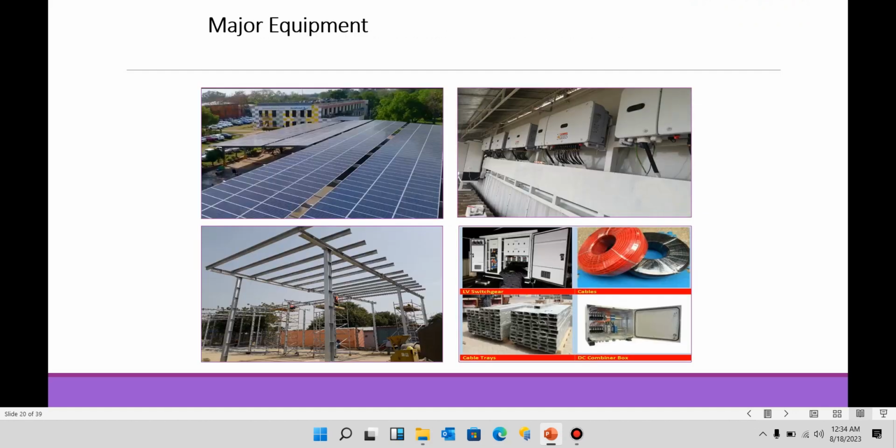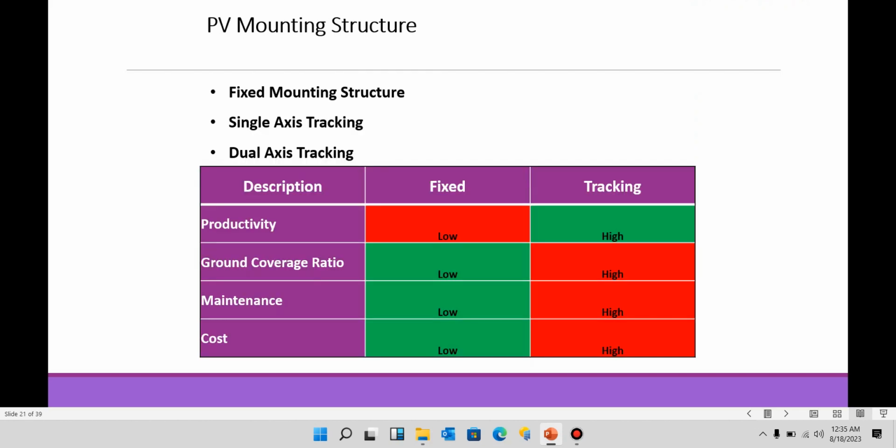There are some more major components used in the solar system, that is the solar structure. It is a very important component because it is used to install the solar panels. Number two, we have inverters, cable trays, cables, and the switchgear. Let's discuss the PV mounting structure.